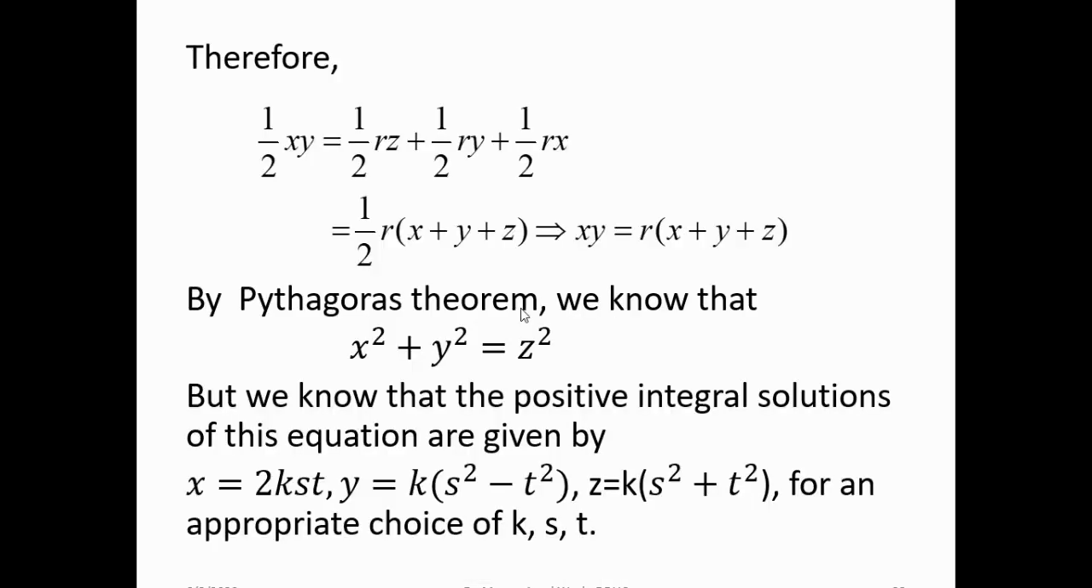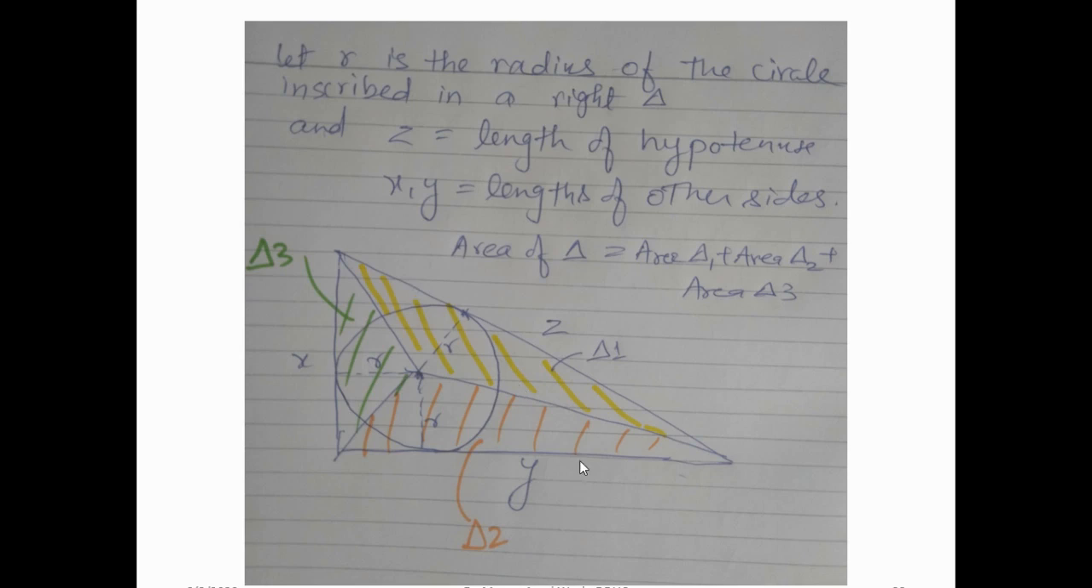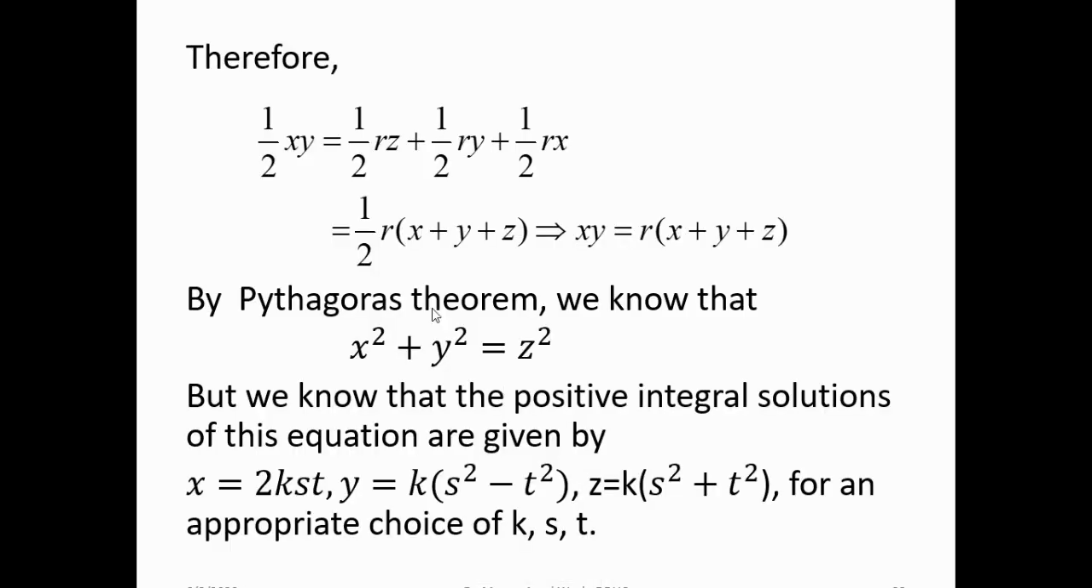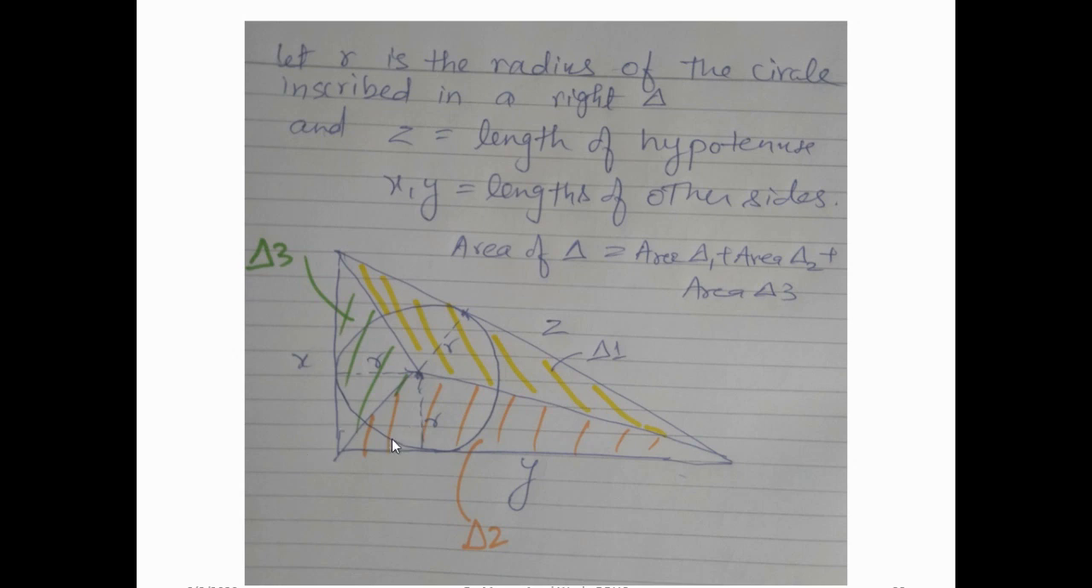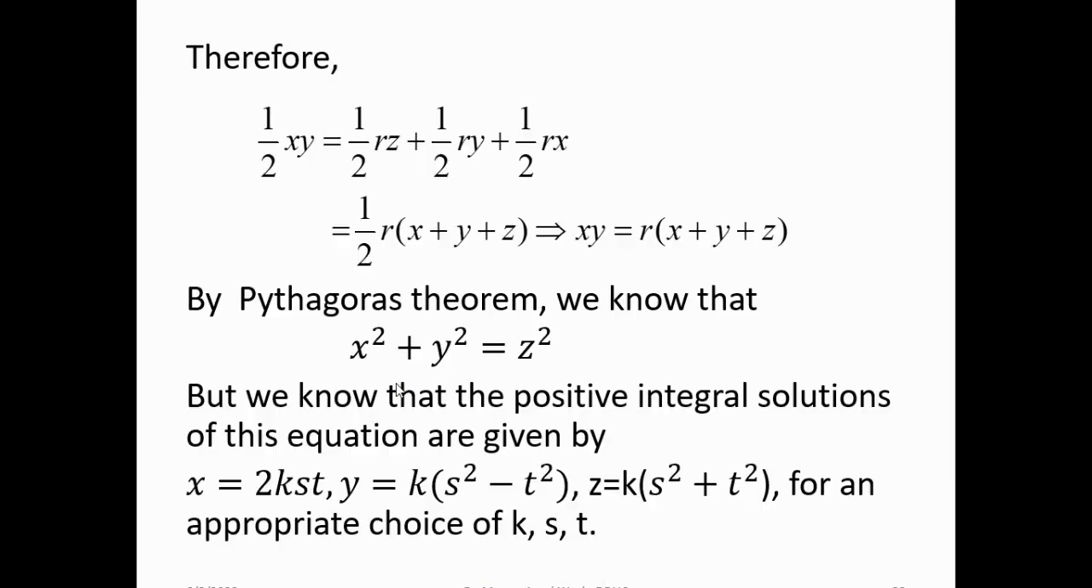So what is the area of a right triangle? That is half into base into height. So half xy will be equal to half rz plus half ry plus half rx. You can see from here, if you take this triangle, then this is your base and the height is r. In here, base is z and height is r. And in this, base is x and height is r. So we have written this.